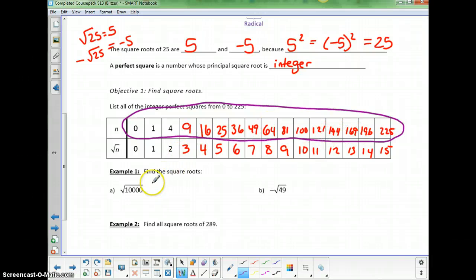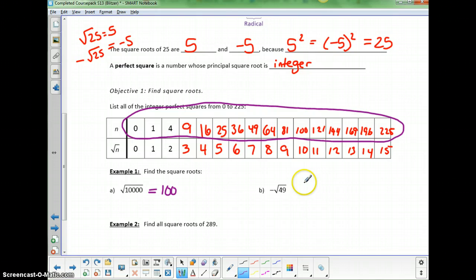Now here we've got a number that's off of our list. This is 10,000. It is a perfect square. Count the zeros: 1, 2, 3, 4 zeros, so that's 100 times 100. Because 100 has 2 zeros, and you do 100 times 100, you'll get 4 zeros. So its square root is 100. It's easy to do with powers of 10 if they have an even number of zeros.